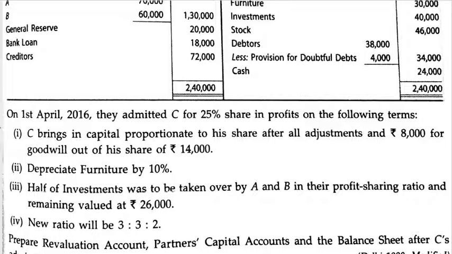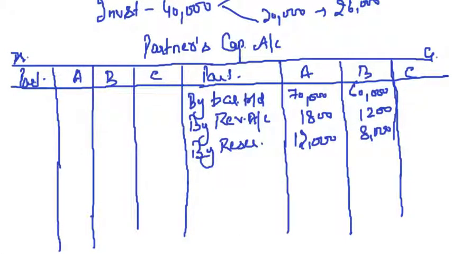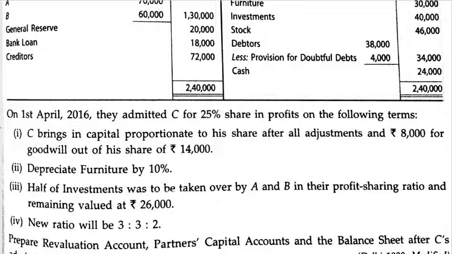One more point here. Investments taken over by A and B, 20,000. We will record here as investments because the asset is being taken over. We will reduce the asset, and for reducing the asset we need to credit the asset, and the capital accounts of A and B will be debited with rupees 12,000 and 8,000. Clear? Now the goodwill part, very important.